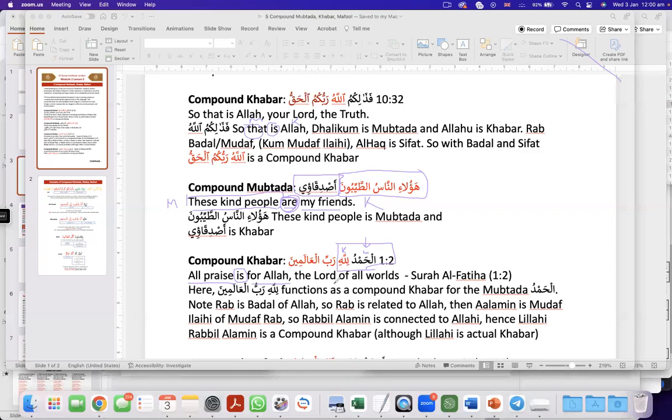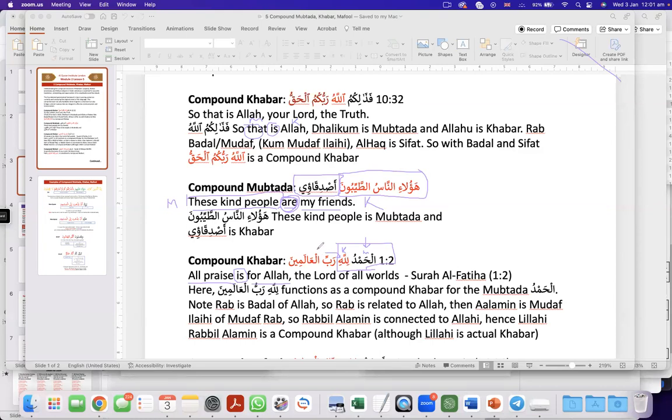So badal can't come on its own, as you know. Badal has got a mubdal minhu, which is Allahu here. So they are one unit. Badal and mubdal minhu, their unit. This is now going to attach with this. This is connected to this. It's inseparable. Rabb is part of Allah, and Li is also attached with that because Li is attached with Allah. Rabb is attached with Allah.